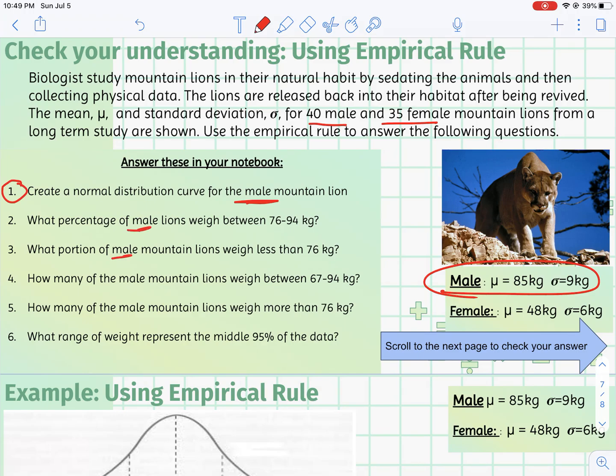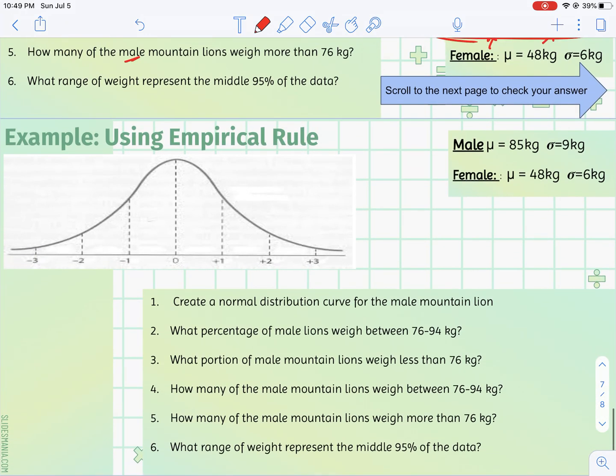So when I go to question 1, it says create a normal distribution curve for the male mountain lion. So it looks like I'm only looking at the males. And as I scan through these questions, they're all talking about the males. So I don't need the female information to do this problem. This symbol, remember, is the mean, and this symbol is our standard deviation that we have to put on our graph for our normal distribution.